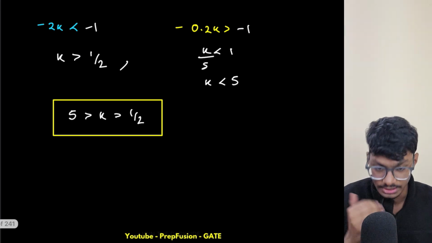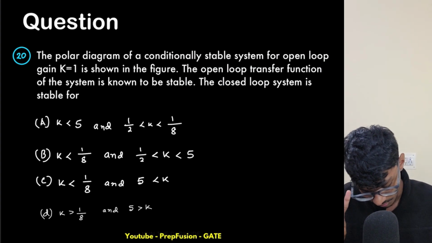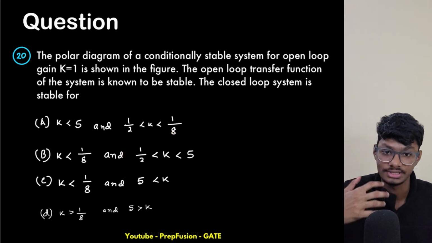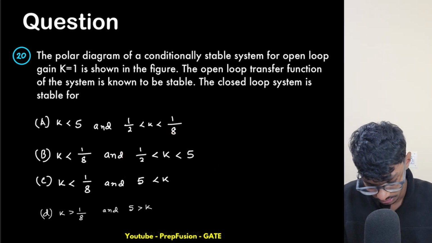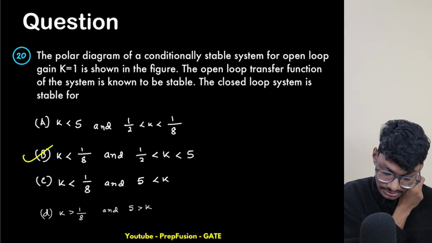So is there any option present? It is between half and 5, and it is less than 1 by 8. So these are the options. Less than 1, so option B is the correct option here. So yeah, this is a very good question.